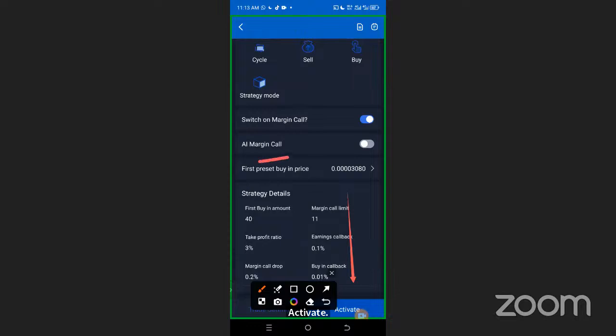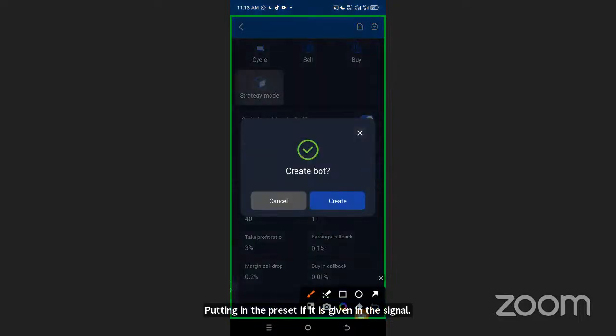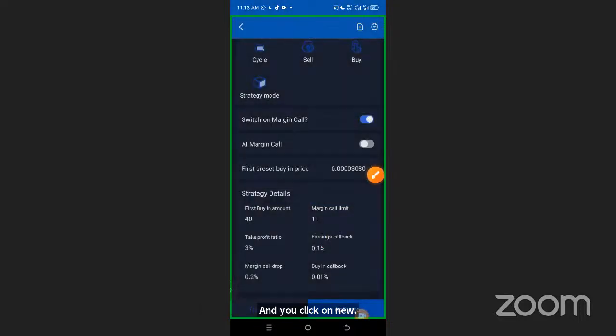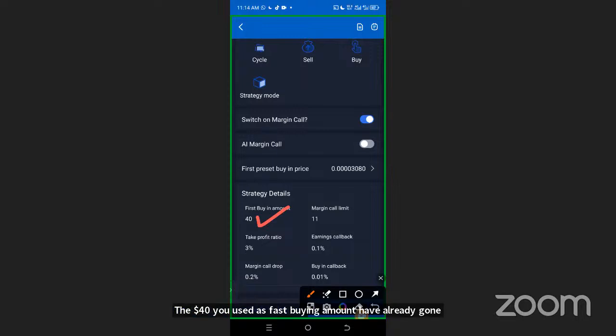Put in the preset if it is given in the signal. After putting in the preset, activate the trade. And you click on create. After clicking on create, the robot will buy the coin. After buying the coin, it means that the $40 you used as first buy-in amount has already gone to the market. I repeat, after the robot has bought the coin, the $40 has already gone to the market.